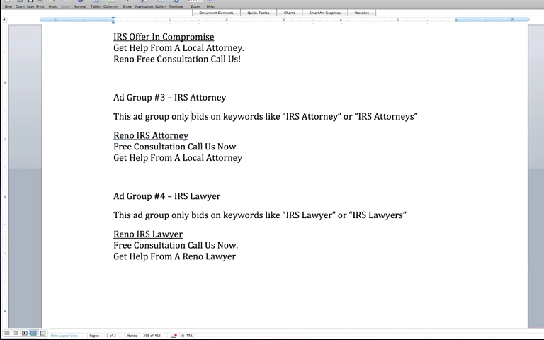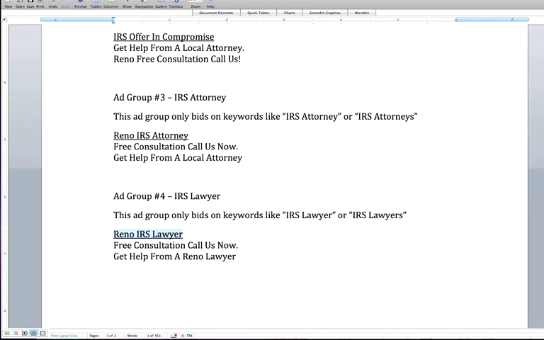Now, you could just jumble these two together, ad group number 3 and number 4. But then if someone types in IRS lawyer and your ad comes up as IRS attorney, okay, no big deal, right? I mean, you could still make it work. But if someone types in IRS lawyer, you probably have a little bit of a better chance if your ad says Reno IRS lawyer. That little bit is the little extra difference that a lot of times can really set a campaign apart. A lot of those little extra differences can make up a big deal.